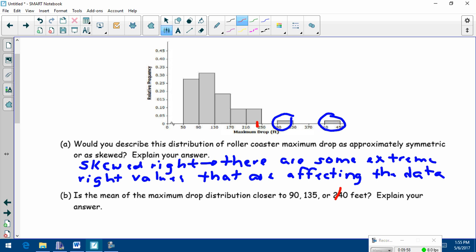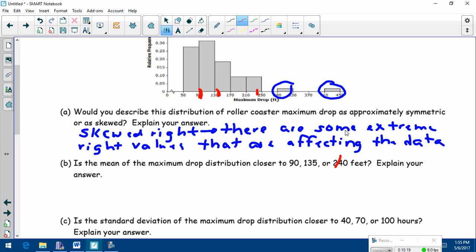So now we're down to 90 and 135. 90 is right about here, and 135 would be closer to here. You could probably make a case for either. Most of the data is around 90, but I would probably go with 135 because there's still a good amount of data to the right of that, especially these extreme right values that are going to pull the mean a little bit. So I'm going to go with 135. And remember, the symbol for mean is X bar. And I would just say 90 is too small, 240 is too large.